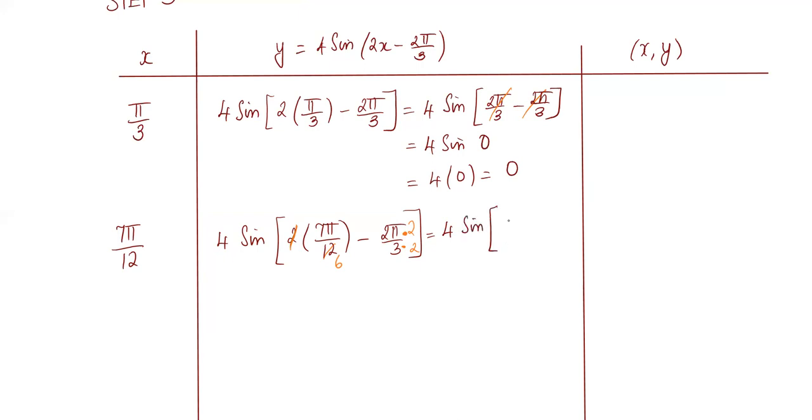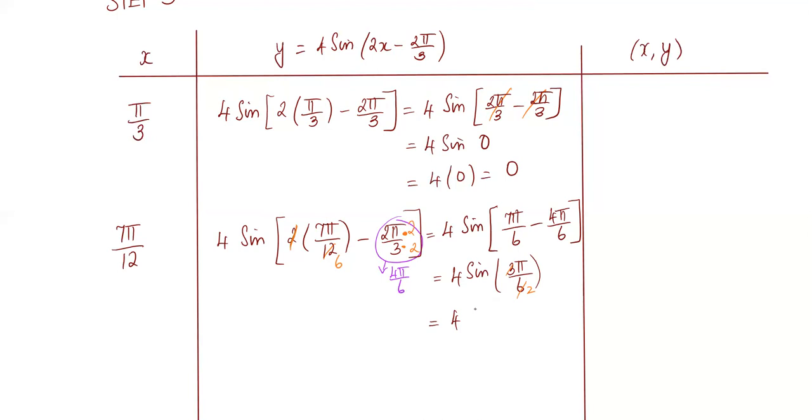So then you have sine (7 pi over 6 minus 4 pi over 6). Each time in future, I'm going to rewrite the 2 pi over 3 as 4 pi over 6. They're equivalent, right? So I'm going to keep that and see if that will help me save some steps and quicken my calculation. So that will be 4 sine (3 pi over 6), 7 pi minus 4 pi, 3 pi over 6, which is pi over 2. 4 times sine pi over 2.